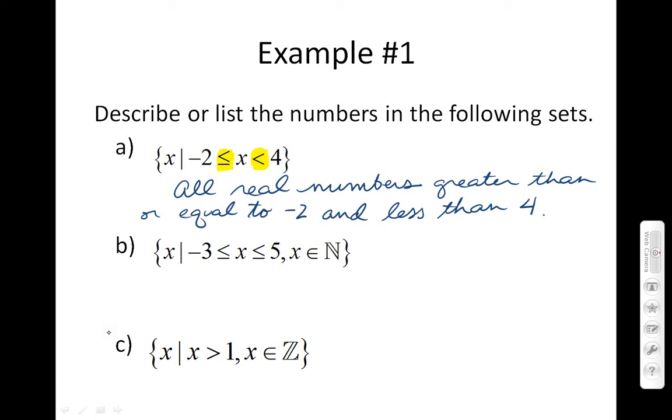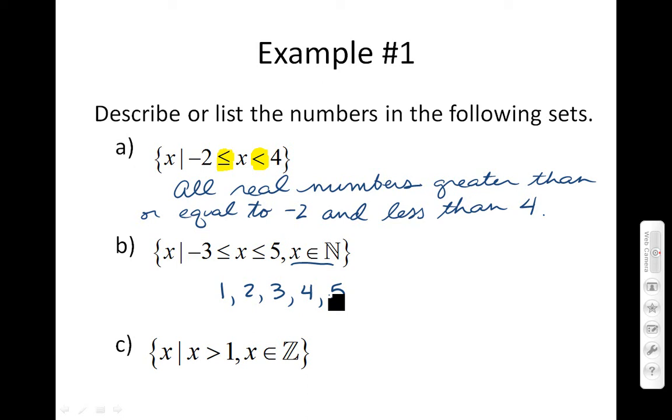All right, the next one, x such that -3 is less than or equal to x, and x is less than or equal to 5, and x is an element of the natural number set. So natural numbers, if you remember, are the numbers 1, 2, 3, 4, 5, 6, 7, 8, 9, 10, and so on. Remember, all of the positive integers. So -3 is not a natural number. Actually, within this number set, I can only start with 1, 2, 3, 4, and 5. That's it.